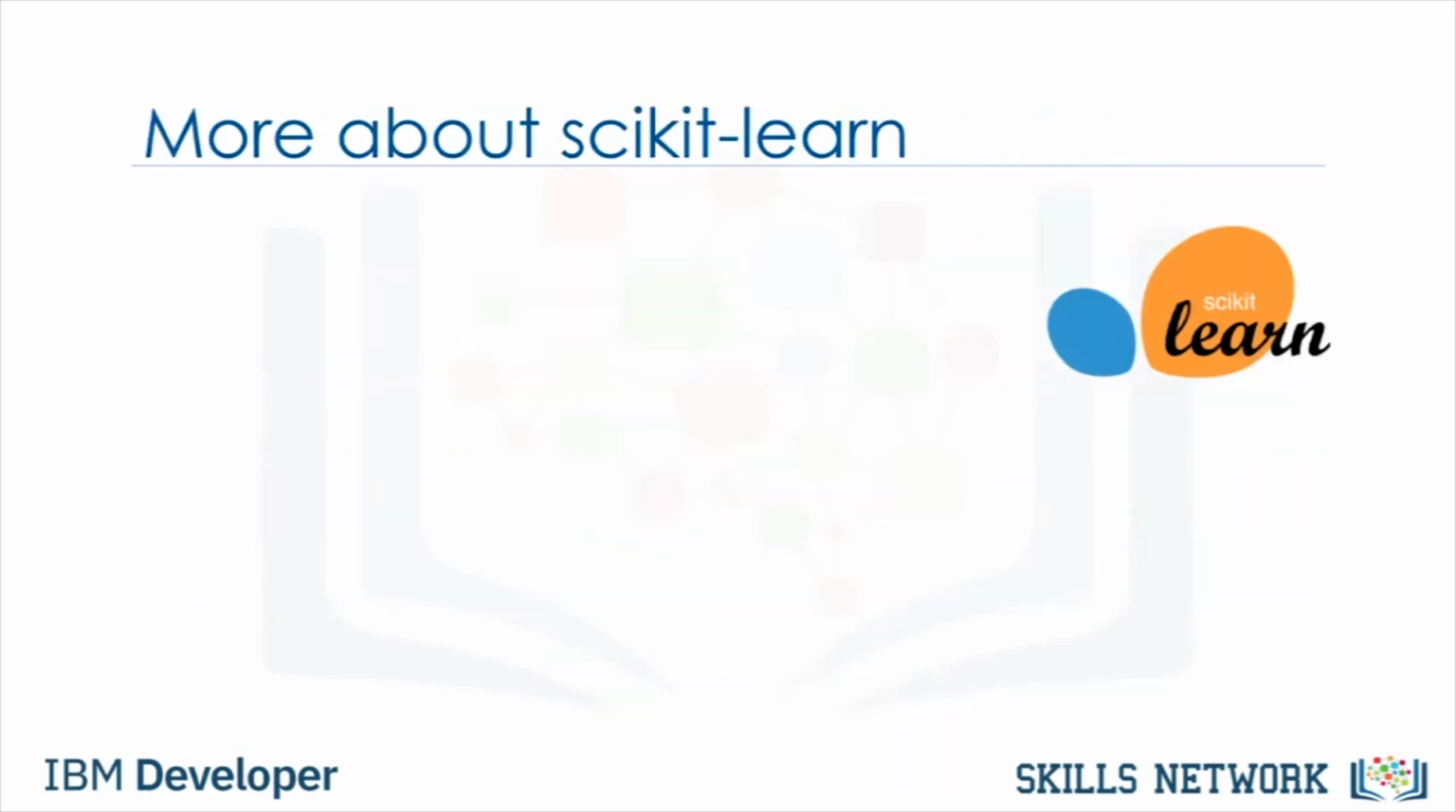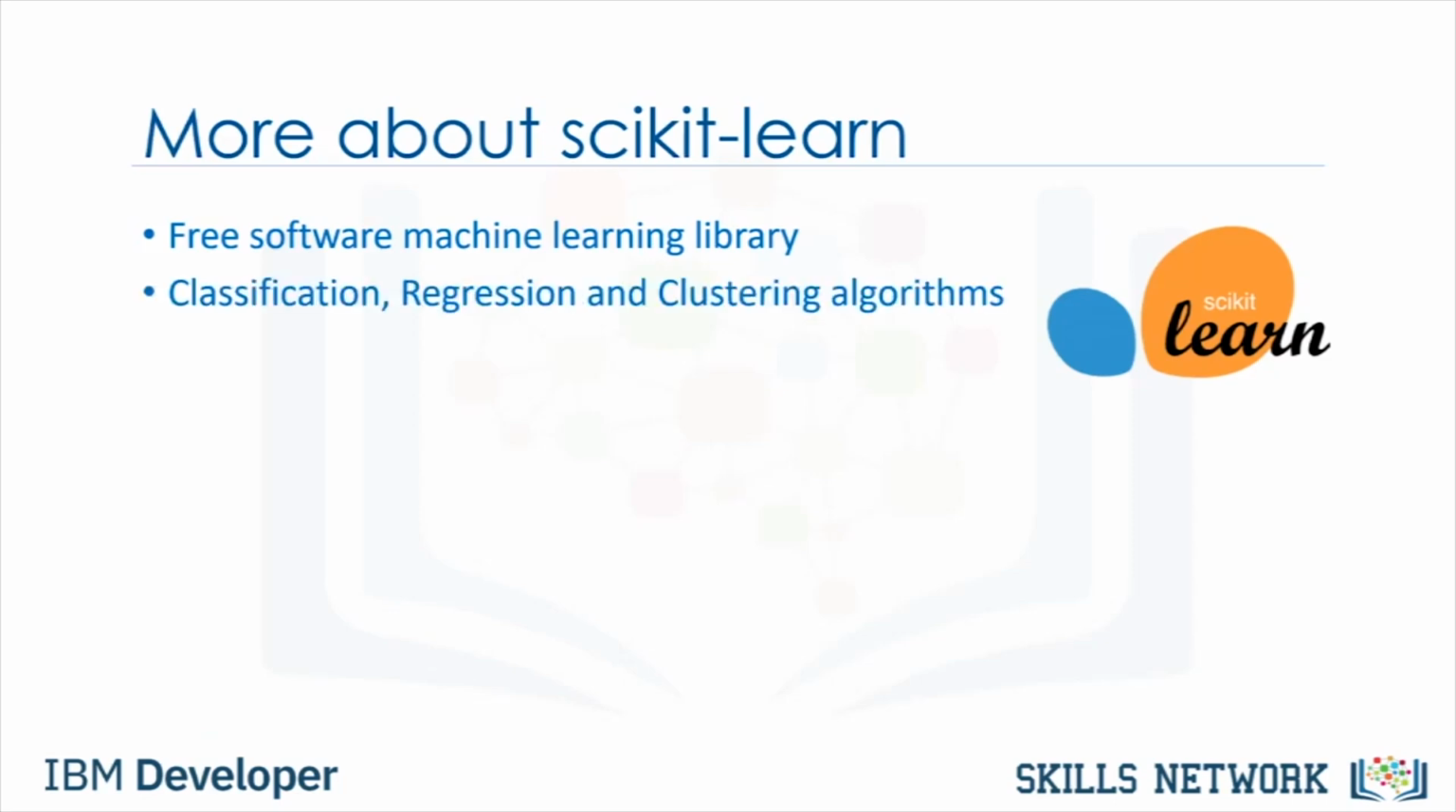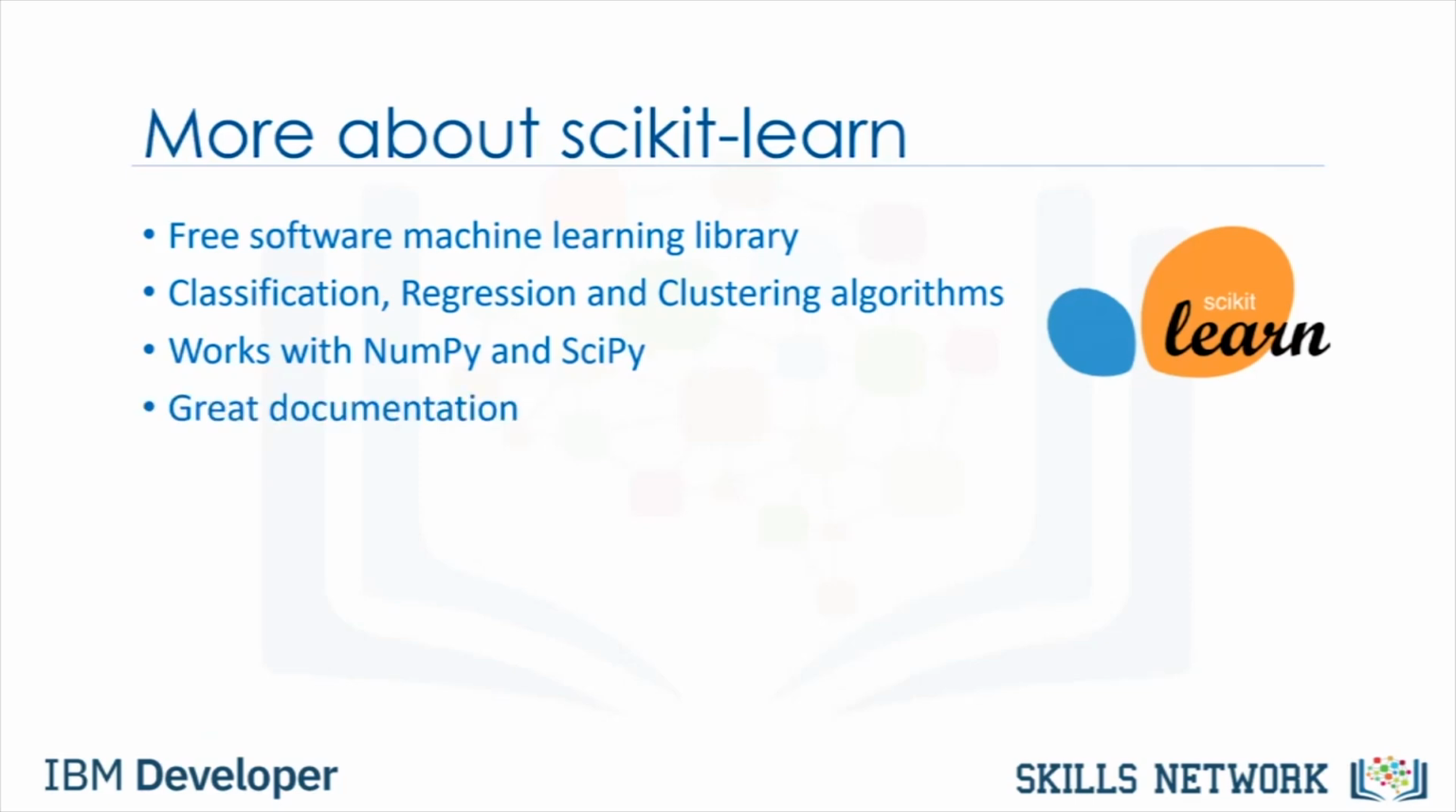As we'll be using Scikit-learn quite a bit in the labs, let me explain more about it and show you why it is so popular among data scientists. Scikit-learn is a free machine learning library for the Python programming language. It has most of the classification, regression, and clustering algorithms, and it's designed to work with the Python numerical and scientific libraries, NumPy and SciPy. Also, it includes very good documentation.